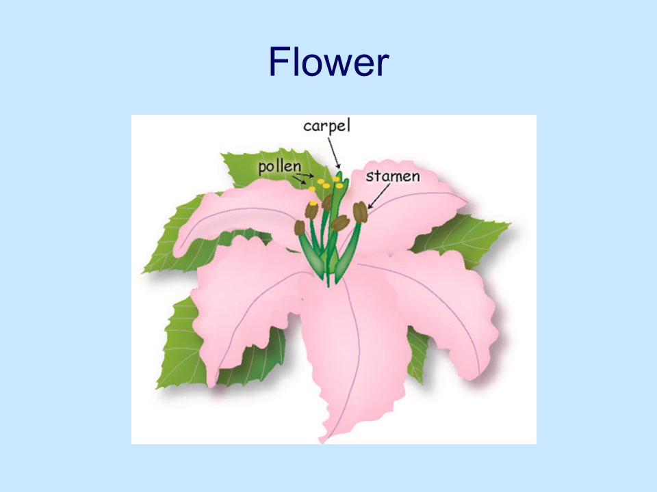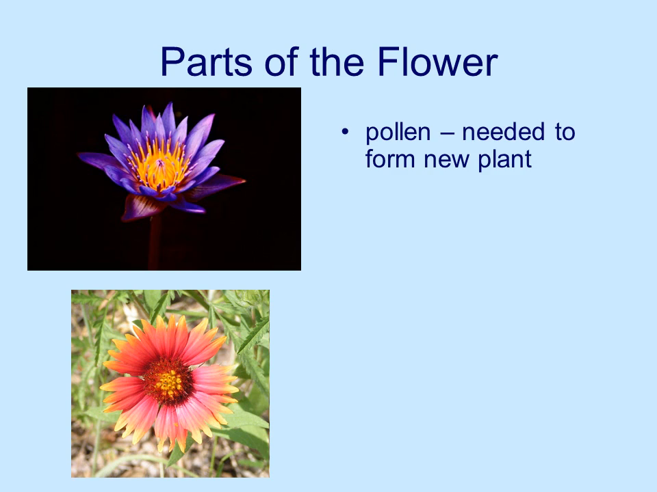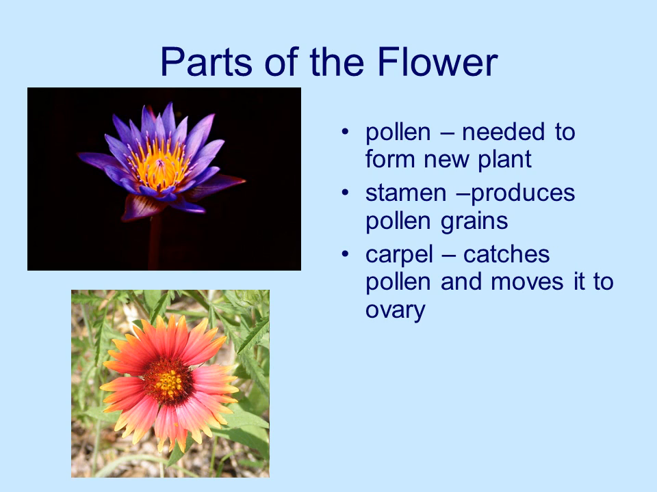Flowers: not all plants have flowers, but the plants that have flowers are pretty important. They have several parts. The pollen is needed to form a new plant. The pollen spreads out and helps fertilize things and develops a new plant from that. The stamen produces the pollen grains, so the stamen produces the pollen that can then be sent out. The carpel catches the pollen and moves it to the ovary. So the stamen produces pollen grains.